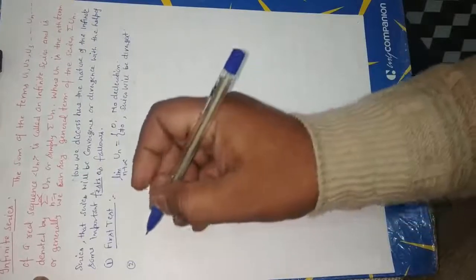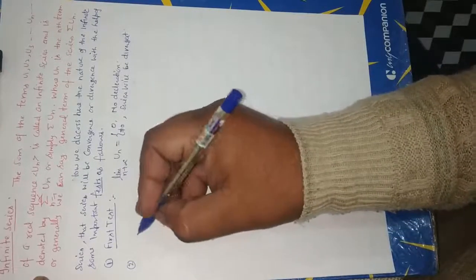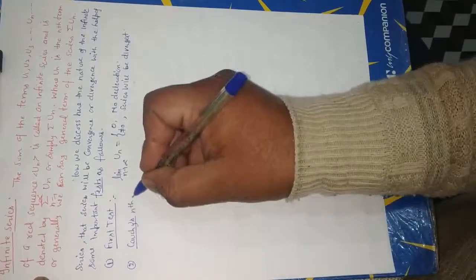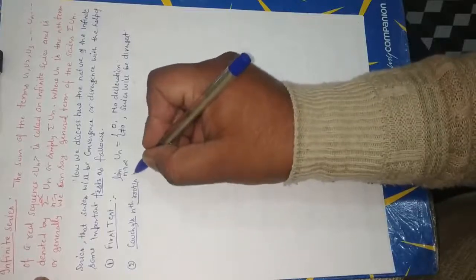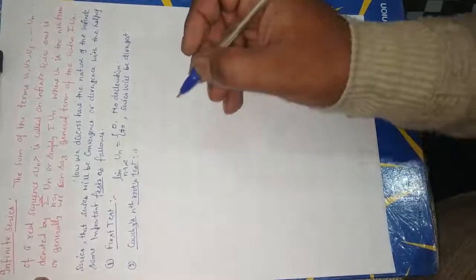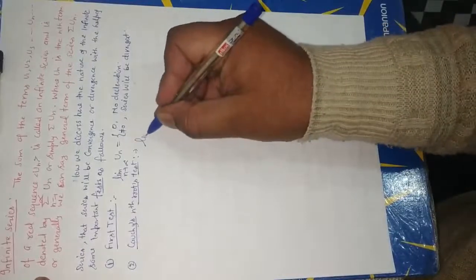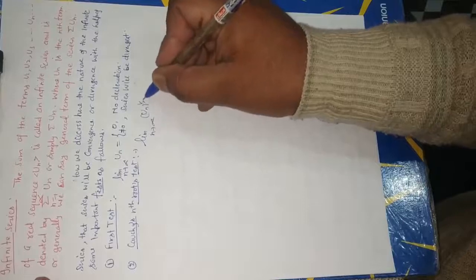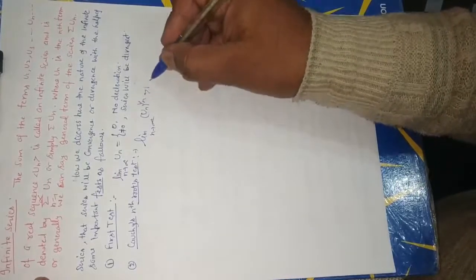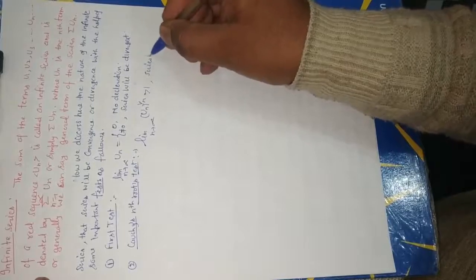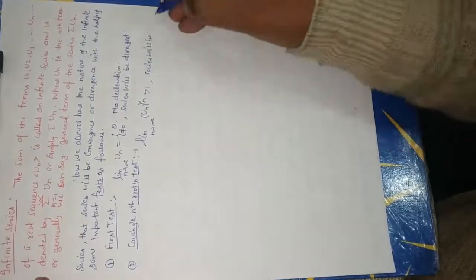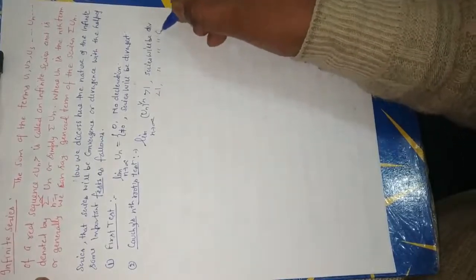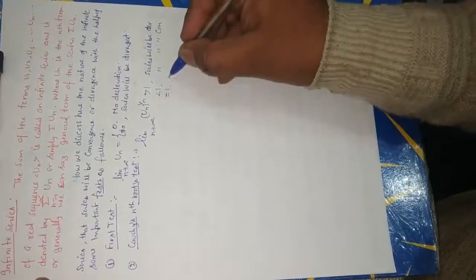Now the second test name is Cauchy nth root test. In this test, limit n tending to infinity un whole power 1 upon n, greater than 1, then the series will be divergent. Less than 1, the series will be convergent, or equal to 1, test fails.